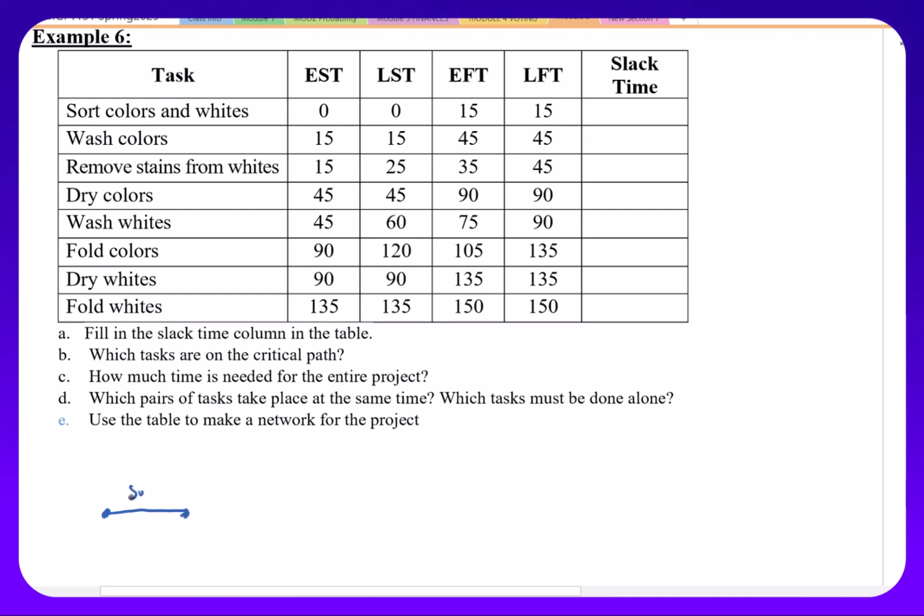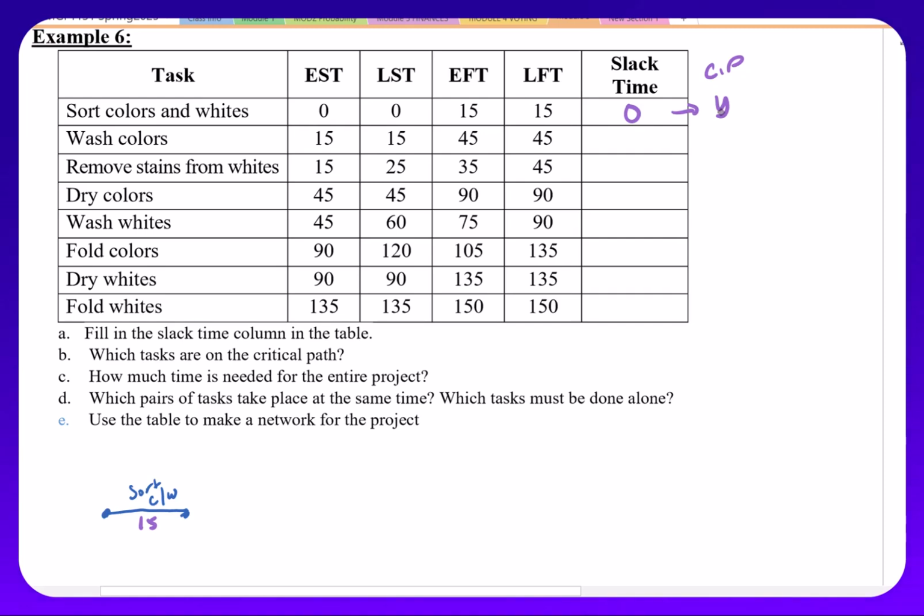One person is going to sort the colors and the whites, and that takes a total of, if we look across, 15 minutes. There's only one choice to be doing at this specific task, and you should also notice slack time, remember, would have been latest start time from earliest, 0 minus 0, or 15 minus 15. There is 0 slack time, which means that this is yes on the critical path. So my answer here would be yes on that piece.